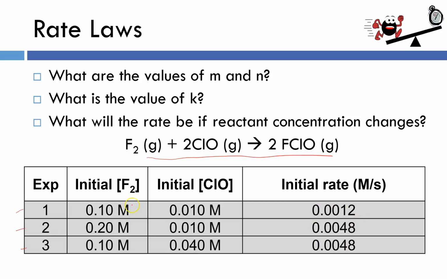So these are all in molars, our concentrations, both of the F2 and the ClO. And our rate is always going to be a concentration per unit time, usually molarity per second or molarity per minute. And we can see that as we change the concentrations, the rate changes. So let's spend a little bit more time trying to figure out the order of the reaction according to each reactant.